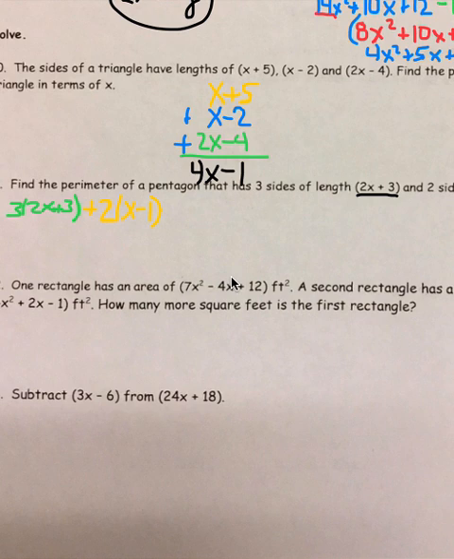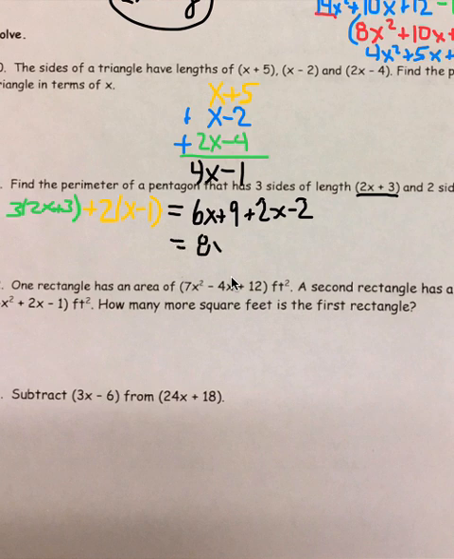So they just want to distribute. 3 times 2x plus 3 gives them 6x plus 9. And then 2 times x minus 1 is plus 2x minus 2. So then we just combine our like terms, and we get 8x plus 7. Or you could have written out all 5 of the sides and added them up.